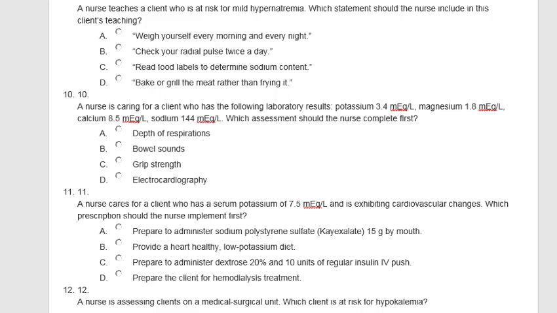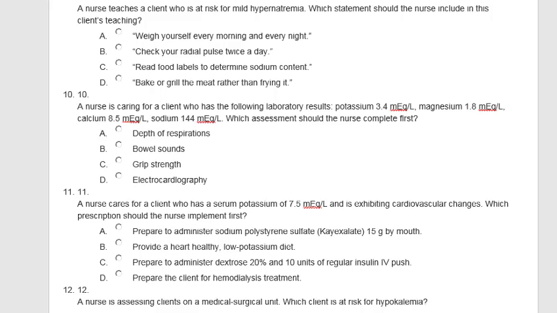So now we have to choose which one is a priority, because remember it says complete first. Which one's a priority? A, B, C, safety. Okay, so A is the correct answer because that is breathing. Okay, and you say, well, what about cardiac and heart, low potassium heart? Yes, but A, B, C. Cardiac comes after breathing, okay? So respirations come first because it can affect the diaphragm.